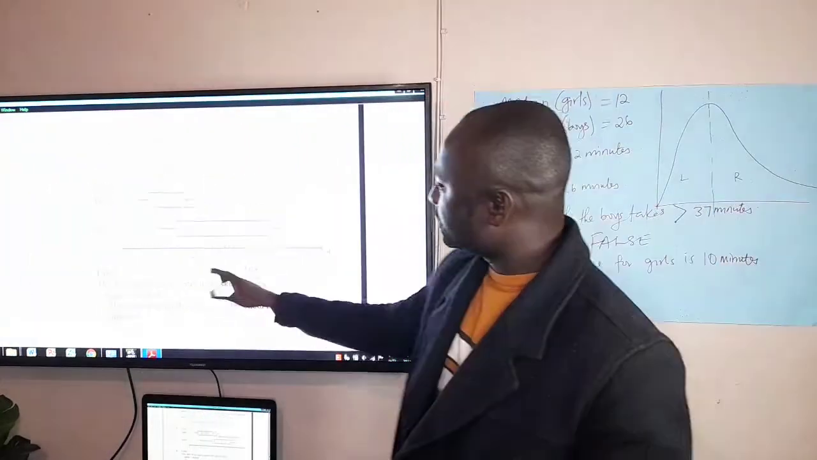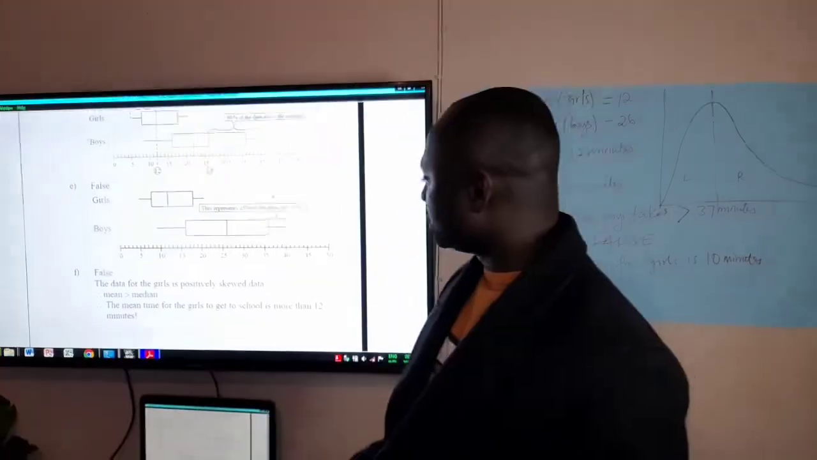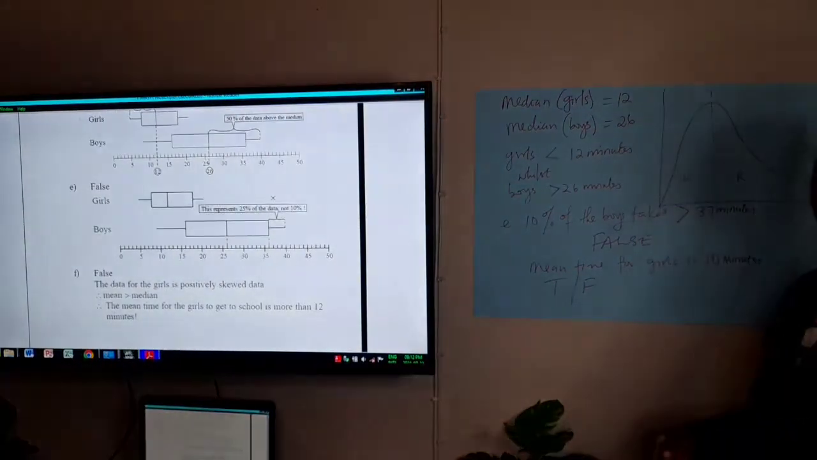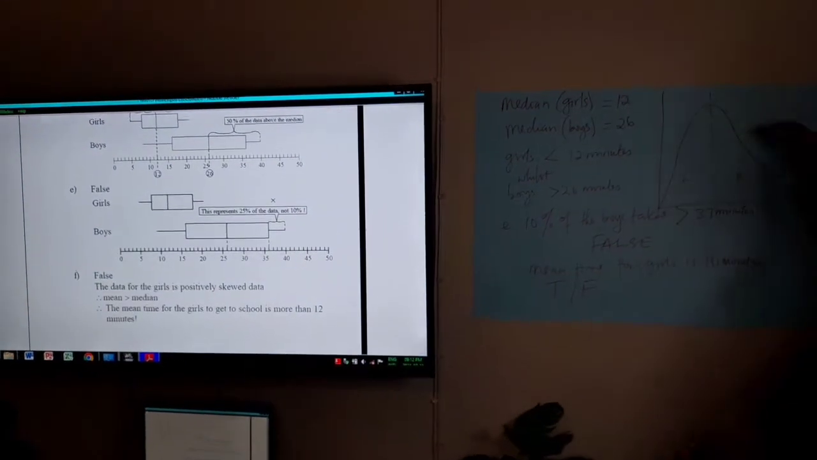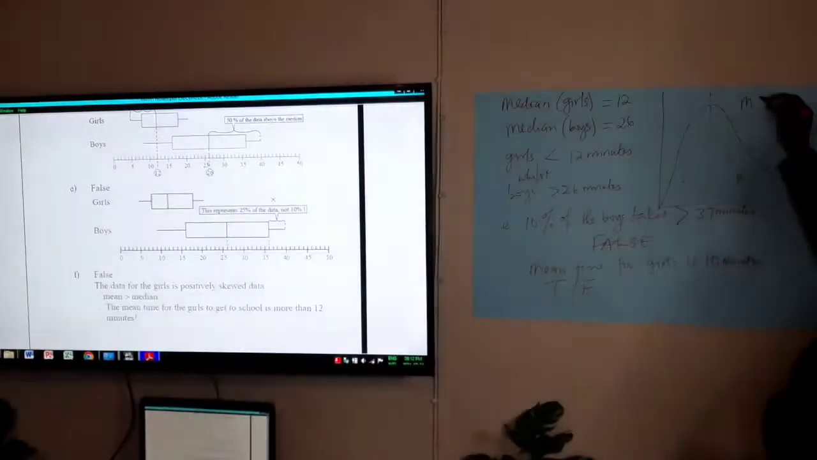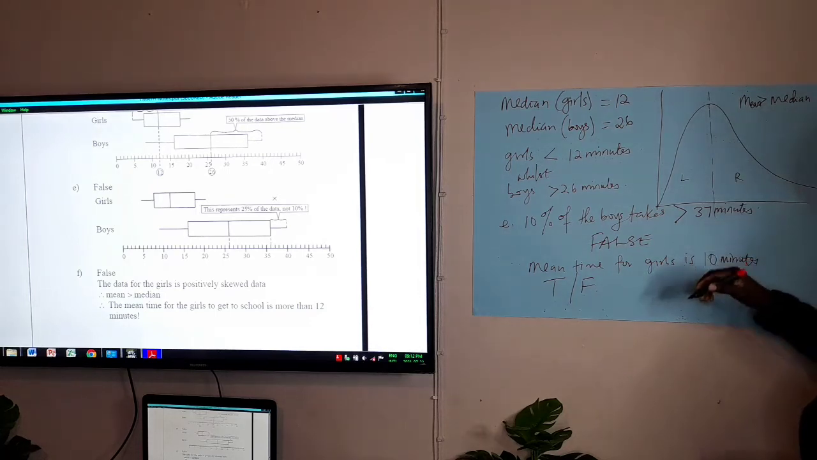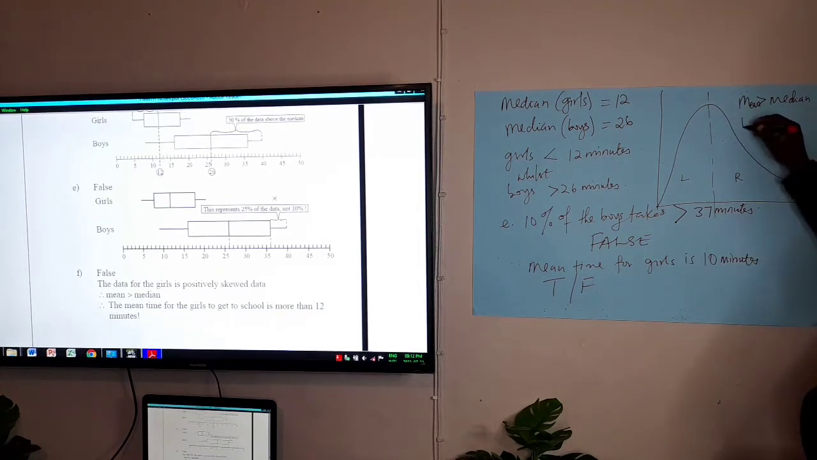because it's positively skewed. And that means the mean is greater than the median. When the graph is positively skewed, we mean the mean is greater than the median. Then we have a positively skewed distribution.